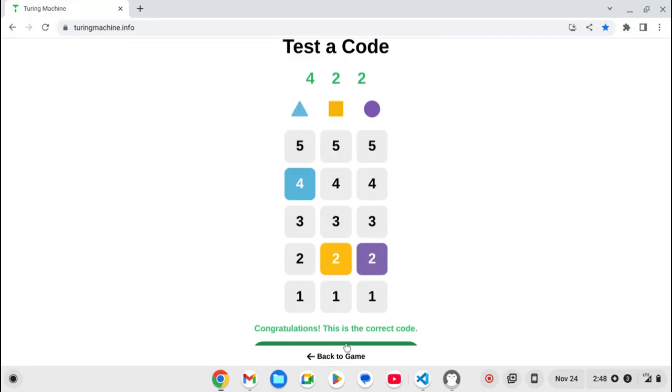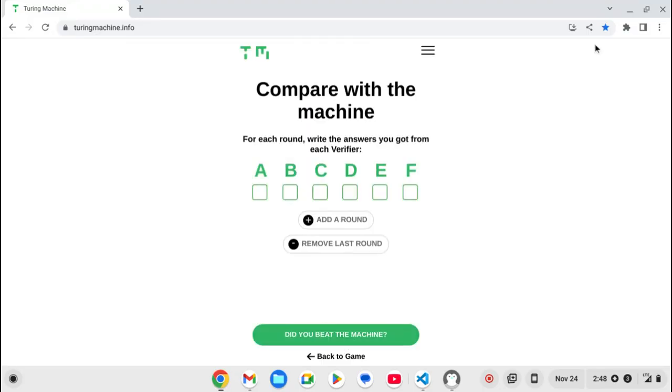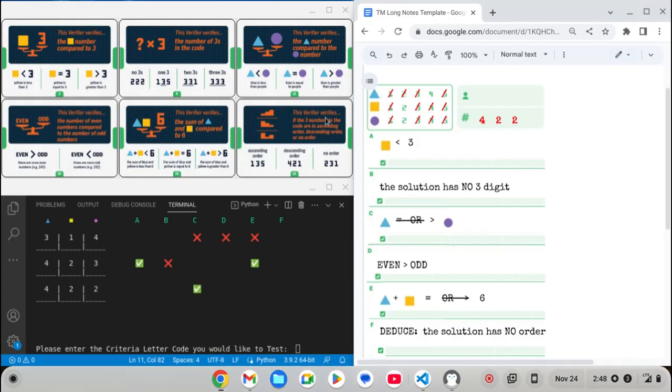Fantastic. Okay. Well, how do we do versus a Turing machine? Well, it is a 6 criteria card puzzle, and we did 7 tests over 3 rounds. Well, we'll see how we did. We did C, D, E in the first round, all incorrect. We tested A and B, which we had not done so, and we retested E, with B being the only incorrect, and then we retested C.